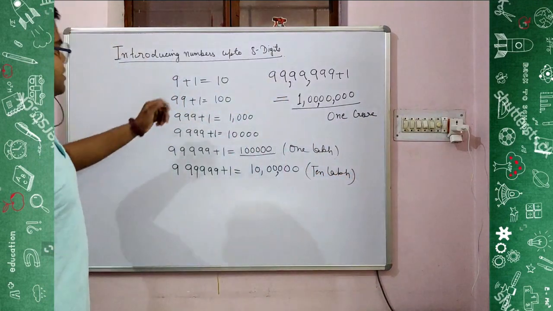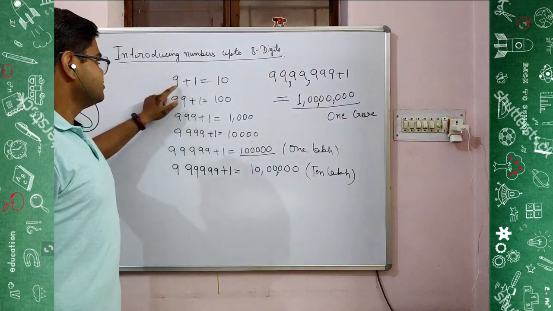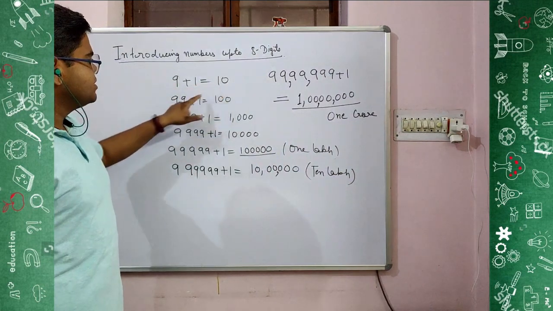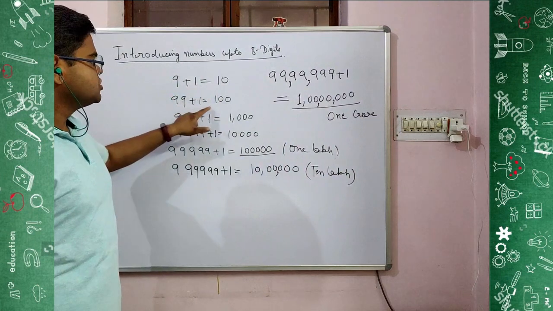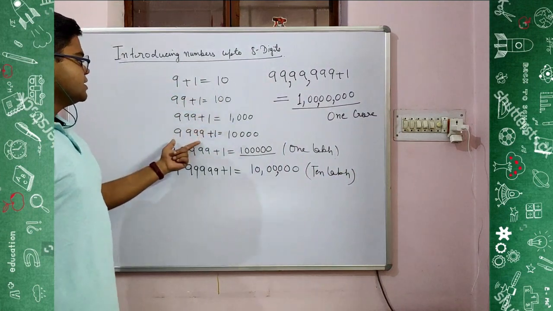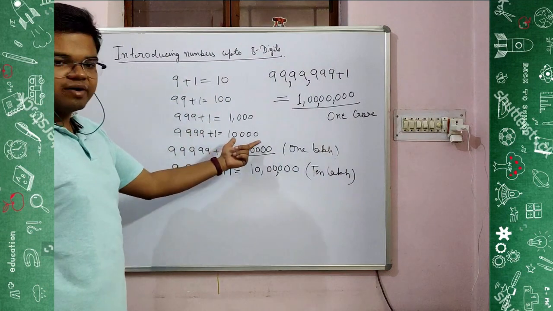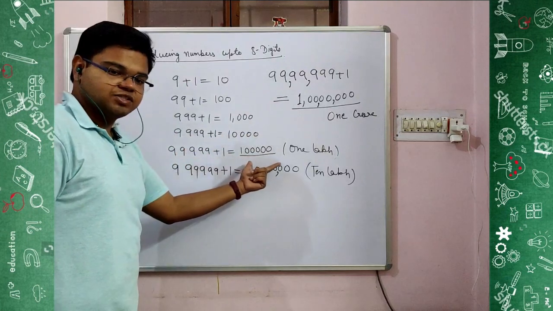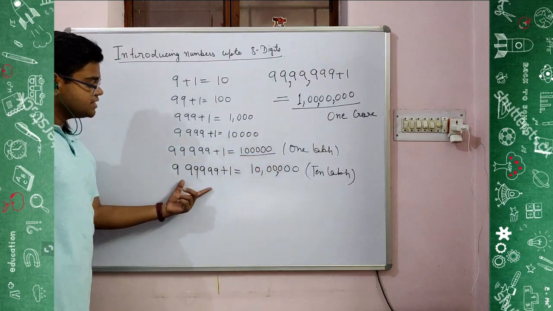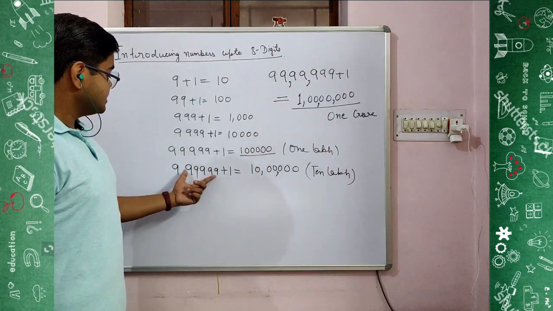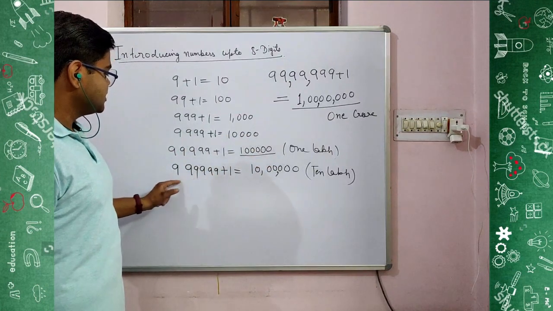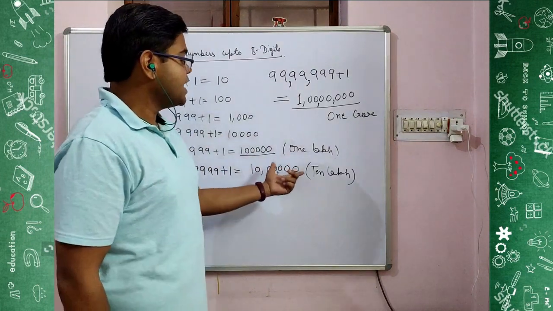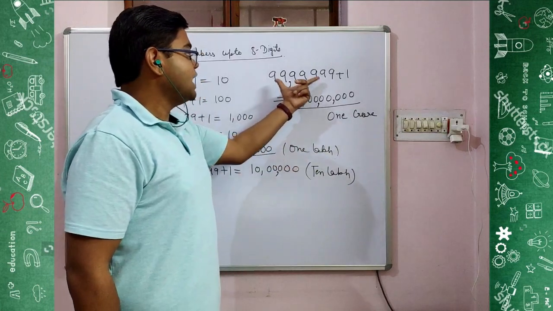So what are we doing here? We are adding 1 to the greatest one-digit number and we get the smallest 2-digit number. Similarly, greatest 2-digit number plus 1, smallest 3-digit number. Greatest 4-digit number plus 1, smallest 5-digit number. Greatest 5-digit number plus 1, smallest 6-digit number. Greatest 6-digit number plus 1, we are getting 10 lakh, which is the smallest 7-digit number.